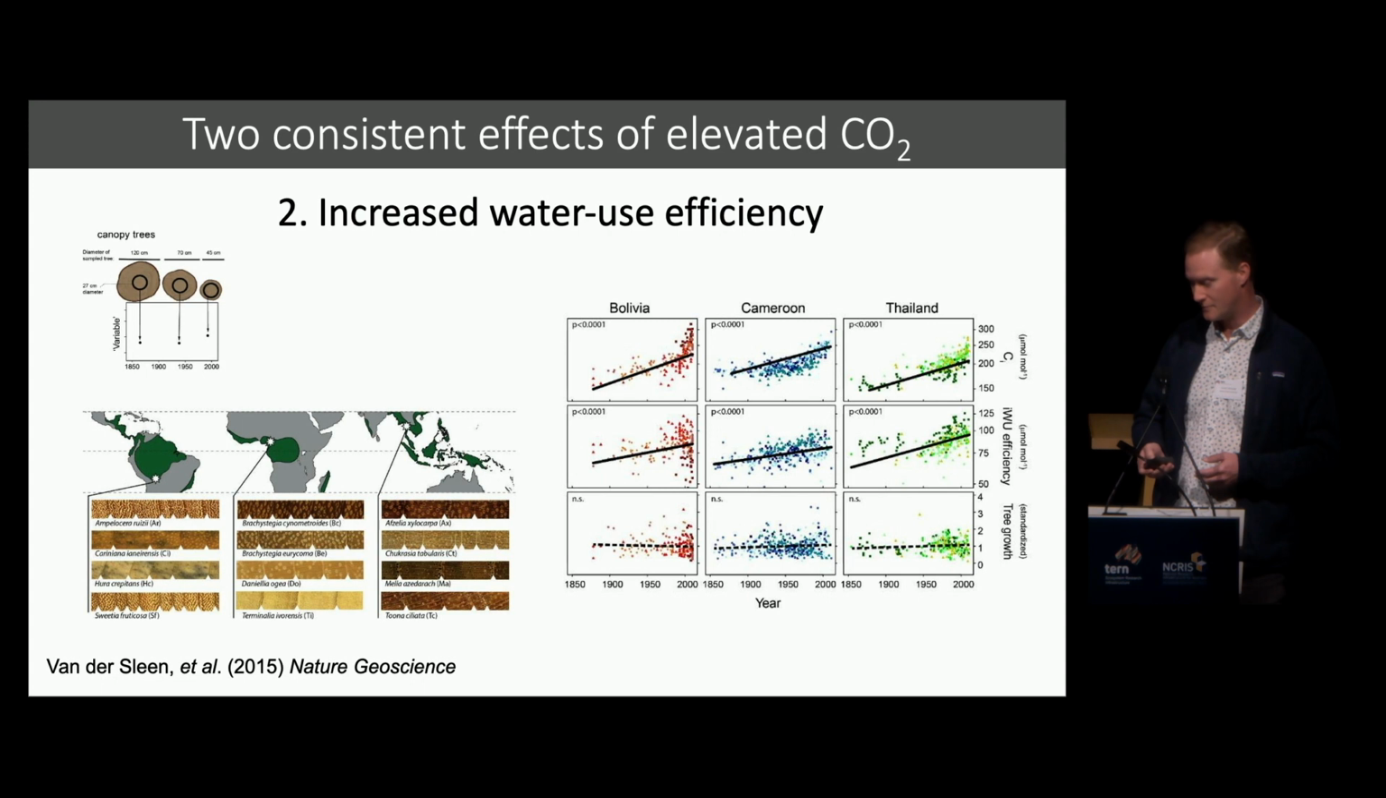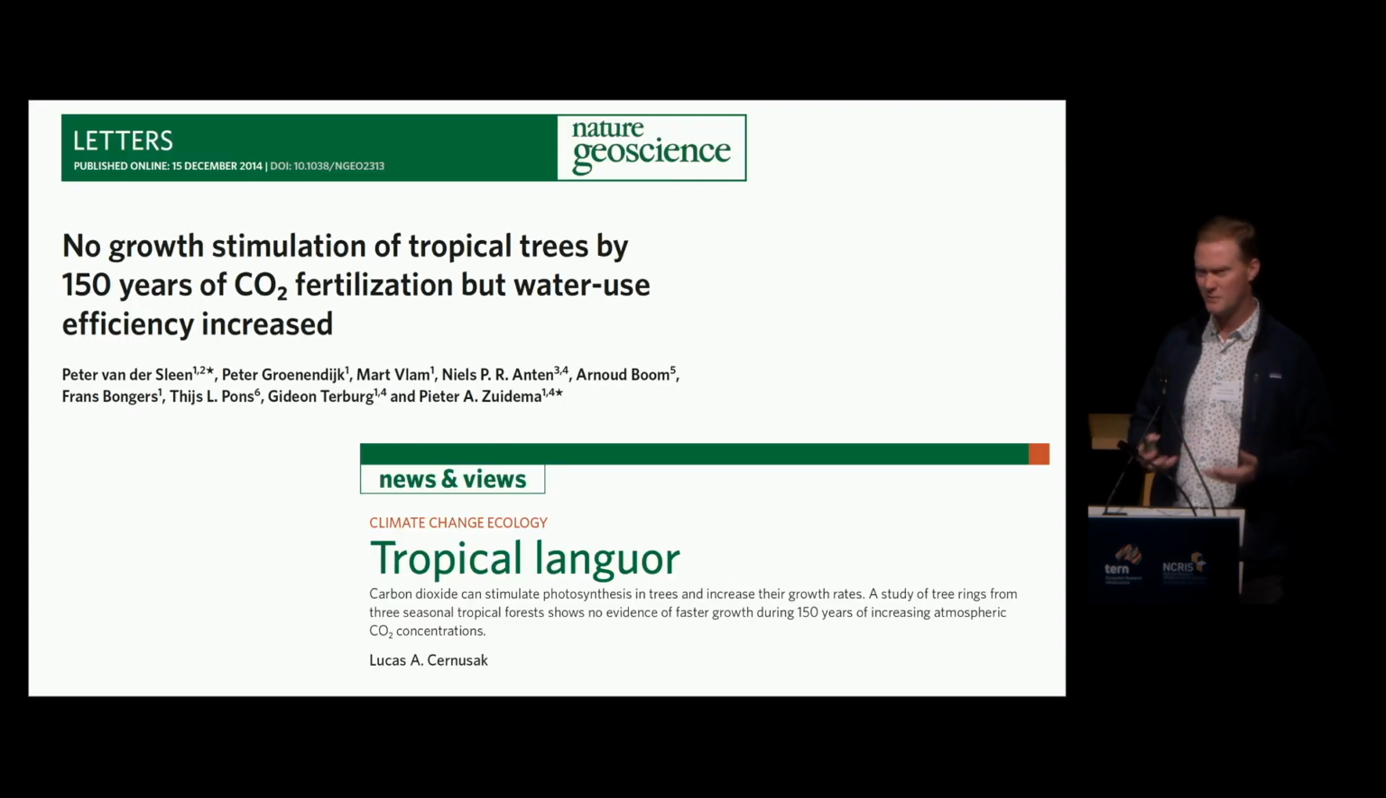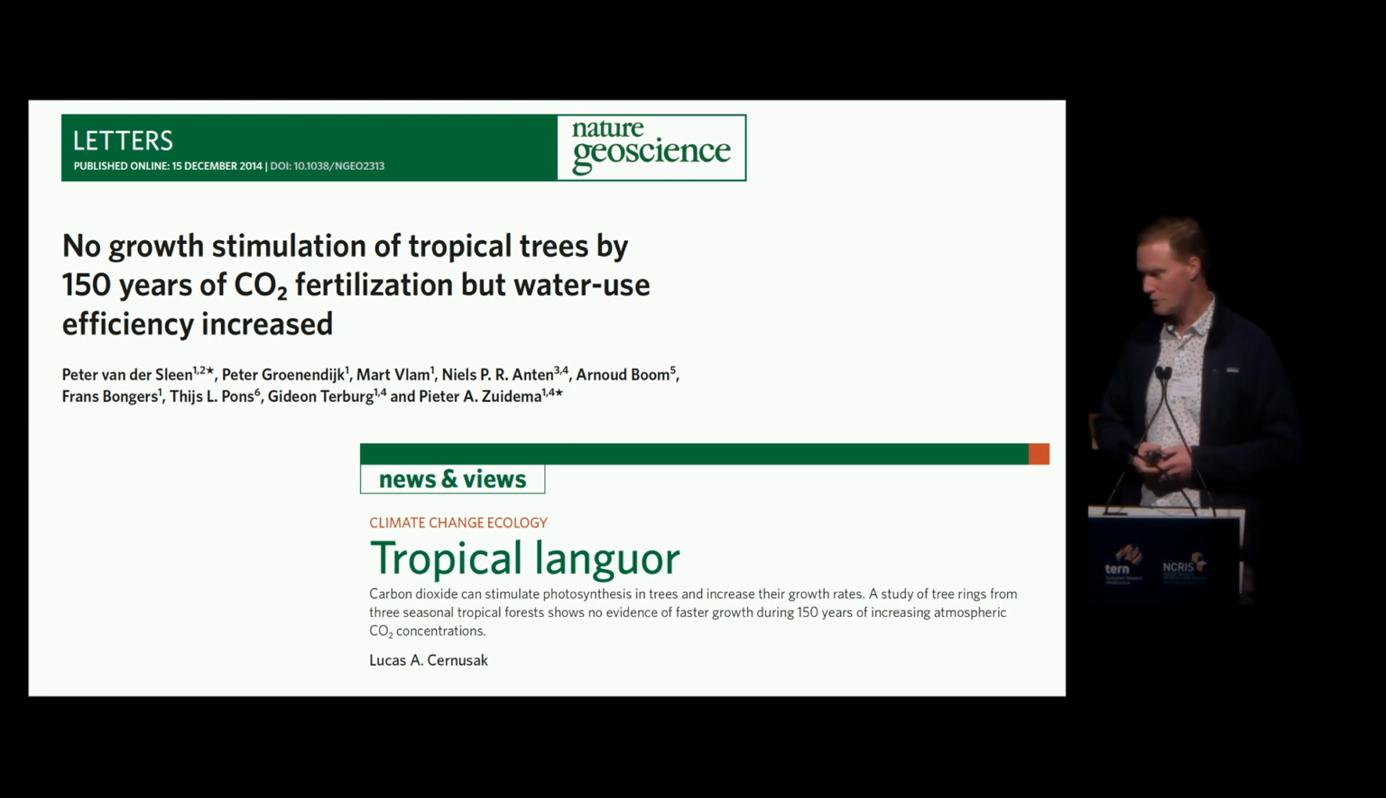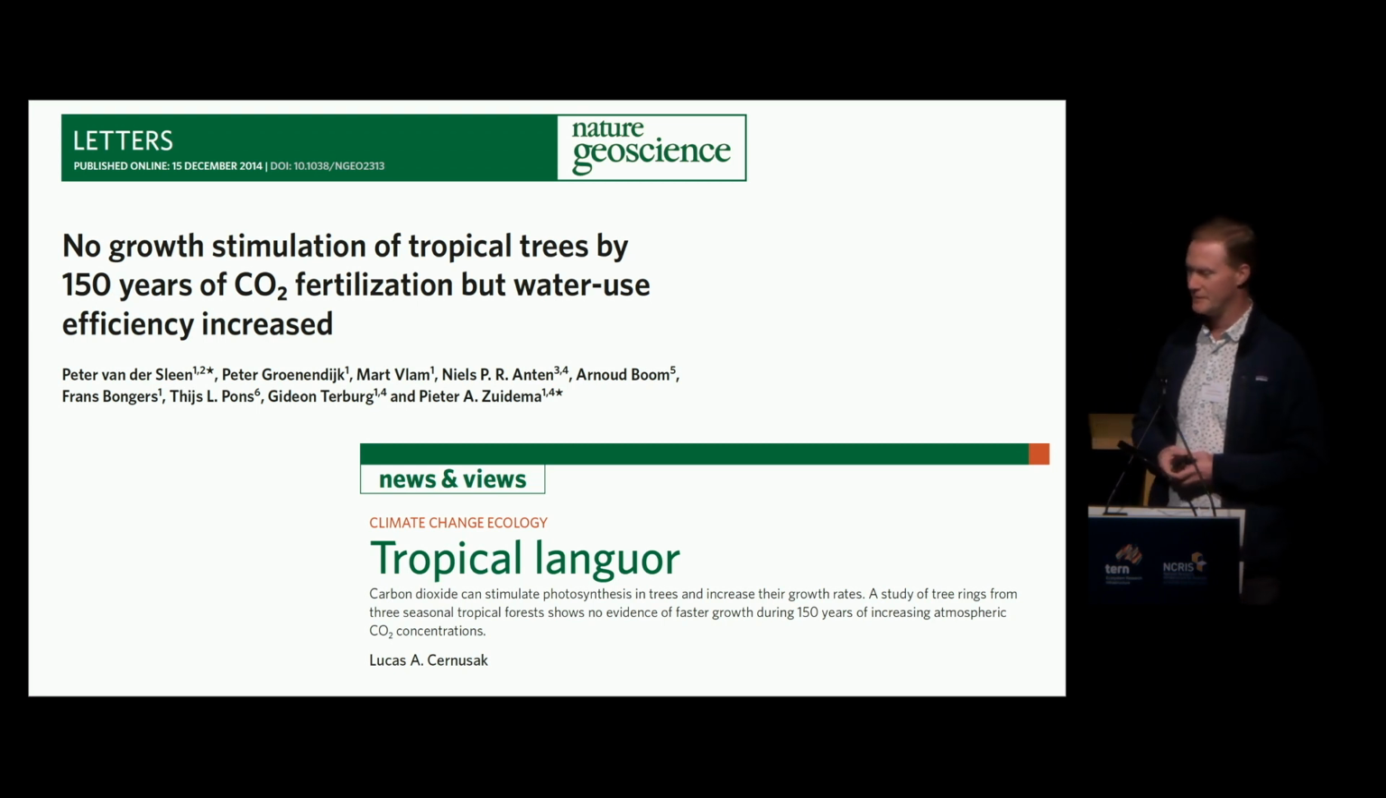It's a really surprising result because we know photosynthesis goes up, and we would expect that should drive a faster growth rate. The paper that those graphs were from is by colleagues in the Netherlands: No growth stimulation of tropical trees by 150 years of CO2 fertilization, but water use efficiency increased. And I wrote a news and views that went along with this, basically discussing this surprising result. It's a bit of a puzzle. Why don't we see increasing growth rates?